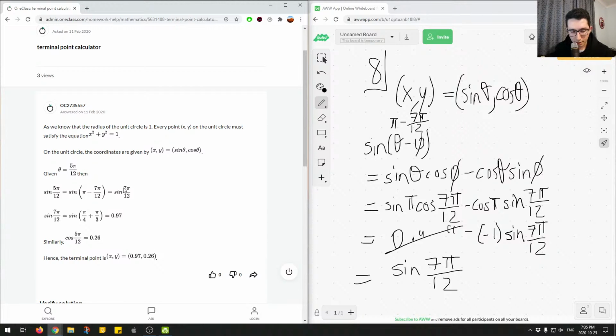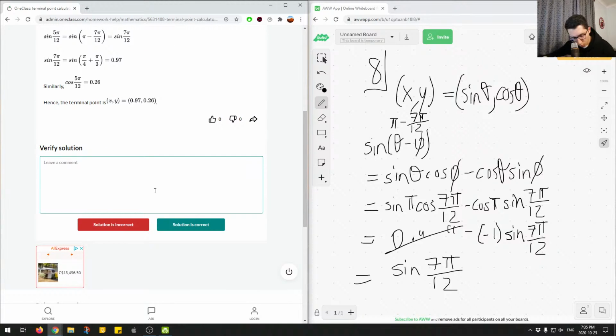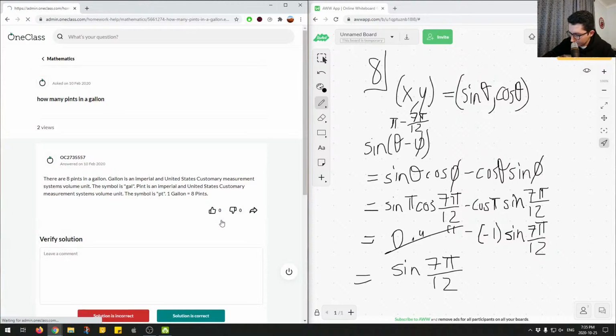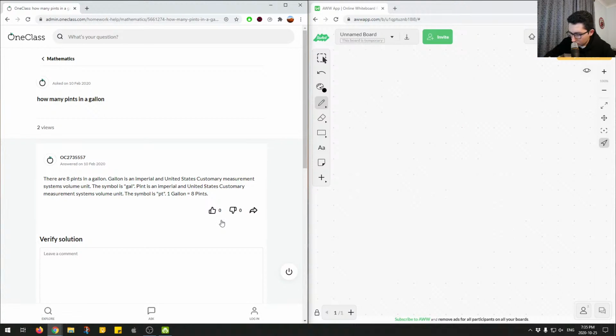and try to get a fraction for 0.26. But in this scenario, we're not really asked for that. We're only really asked for this solution, which we already validated. So we'll say the answer is correct. Great job. And we'll mark this as correct. So we'll move on to question number 9.